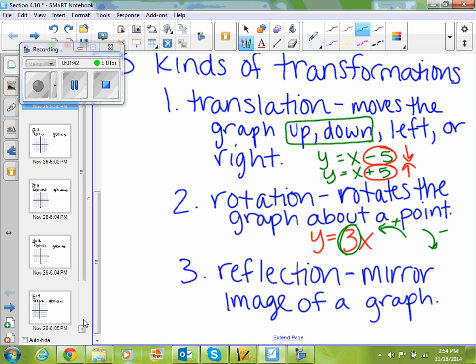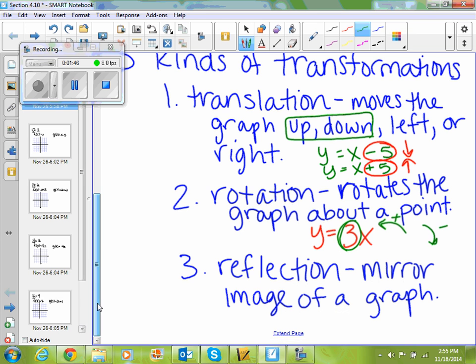And then the last one, reflection, is like a mirror image of the graph. It's like you're flipping the graph, and you're always flipping the graph over your y-axis for this class, like if you had a function like y equals negative 4x. If you're multiplying and making it negative, it's a reflection. Do you have any questions on our types of transformations? No. Okay, so let's actually graph some then.